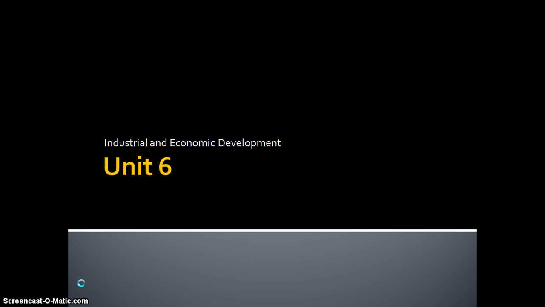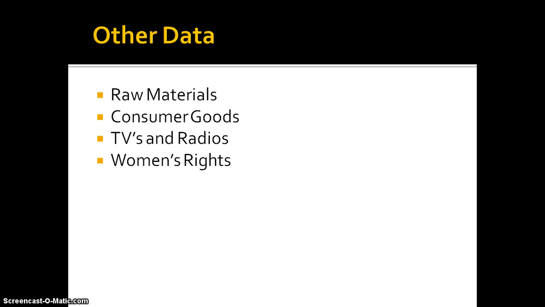Today we're going to continue in Unit 6, Industrial and Economic Development. In our previous videos we were looking at the Human Development Index, ways to talk about development and ways to describe various levels of development in the world. Today we're just going to continue on with that concept, and look at some other ways that we could discuss and describe development.